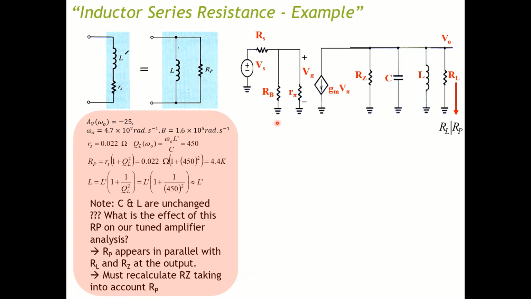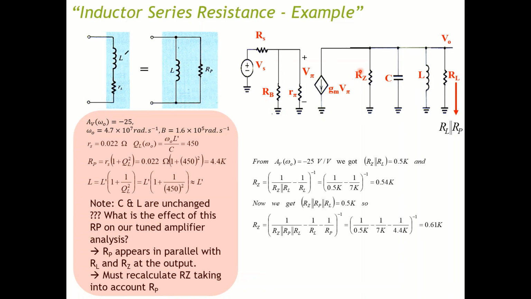Therefore, in order to make the same gain, you need to readjust or recalculate your RZ in order to keep the circuit function as you wish for. So from the example in Canvas, if you want to make the gain to be negative 25, then you have the value of RZ parallel RL to be 50 kilo ohms. From here, you can calculate how much RZ you need.